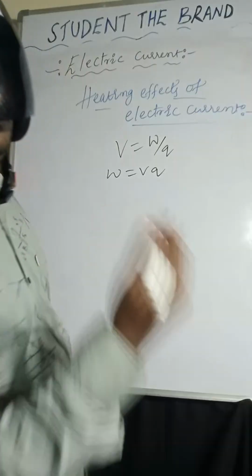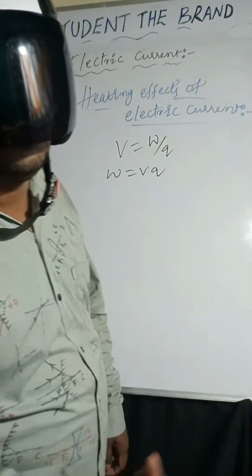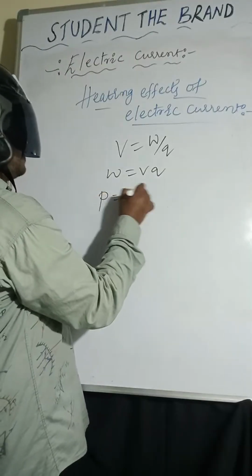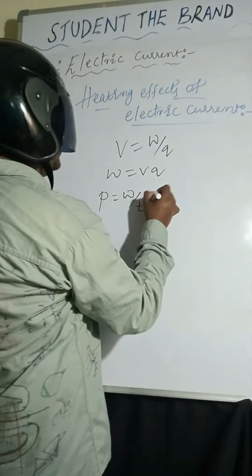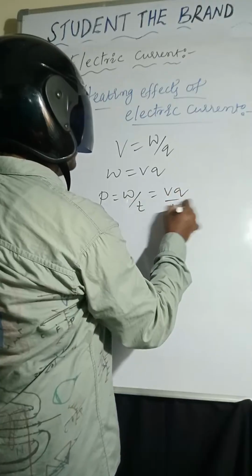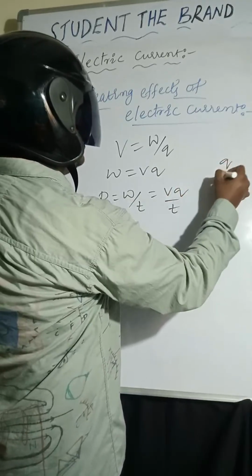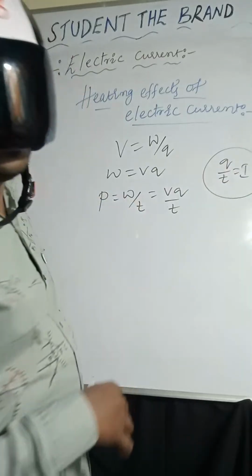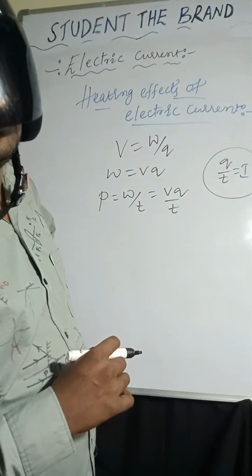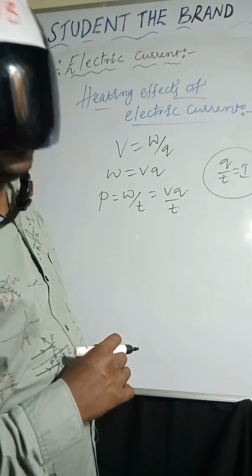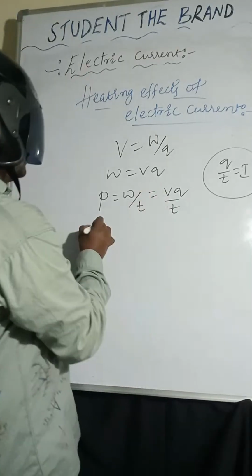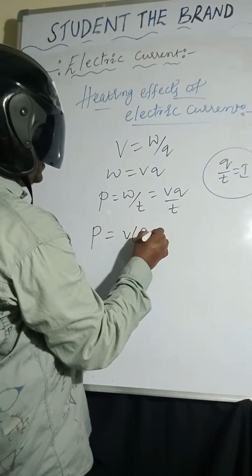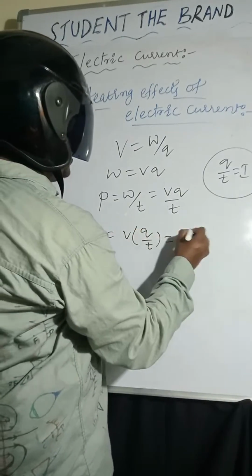Now, rate of doing work. What is the rate of doing work? Power P equals W by T, electrical work. So we know P equals VQ by T. We know Q by T is I. Rate of flow of charge is called electric current. So P equals V into Q by T, that is nothing but VI.